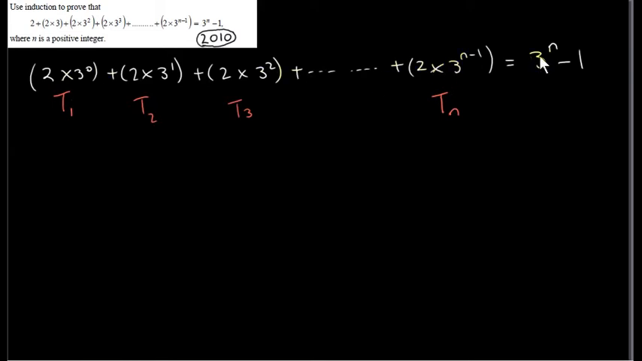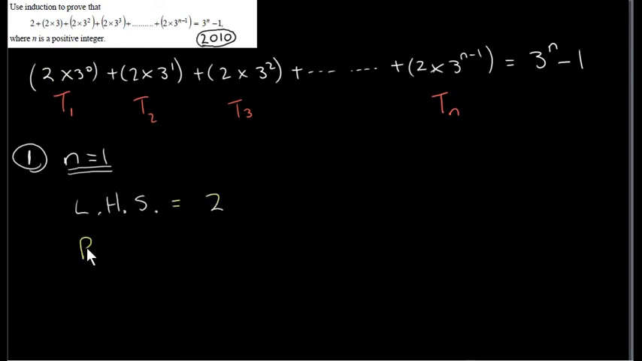And that sum is given by 3 to the power of n minus 1. Well, we have to prove it's given by 3 to the power of n minus 1. So, step 1 in proof by induction is to look at the sum of this series for n equals 1. The sum of the first n terms for n equals 1 is just the first term, which is just 2.